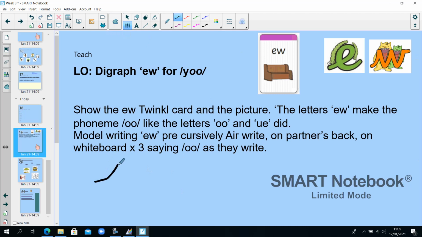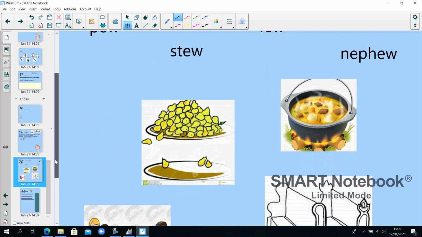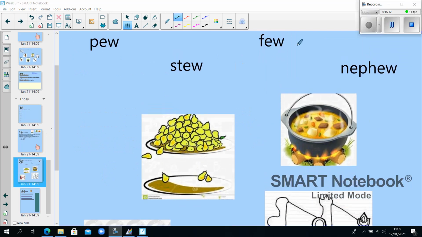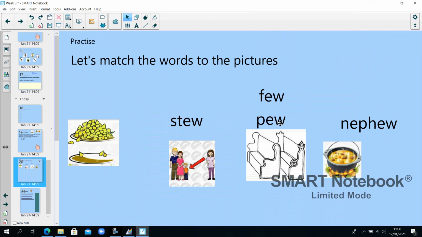So again we're doing EW, which make the U phoneme like the letters O, O and UE did. U as in pew. Let's match the words to the pictures. So, U, pew. These are pews. They are seats that people sit on in church.